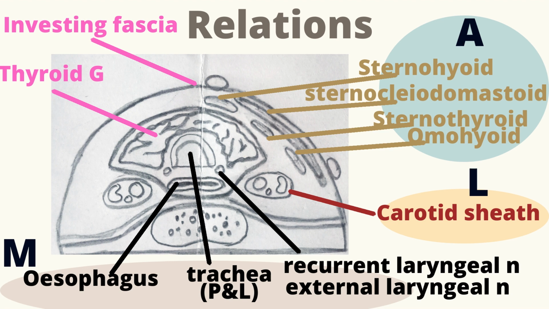It involves the carotid sheath, which includes the vagus nerve, internal jugular vein, and common carotid artery. M is denoted by the medial relation. It includes the esophagus, trachea, pharynx and larynx, and two nerves, the recurrent laryngeal nerve and the external laryngeal nerve.